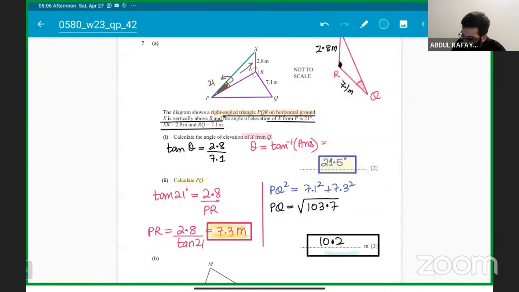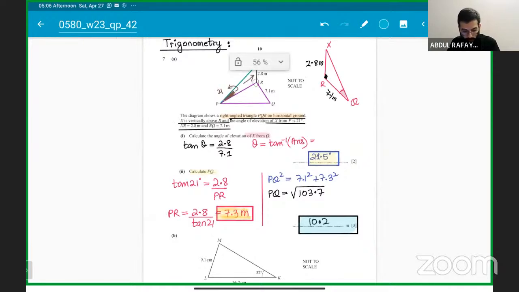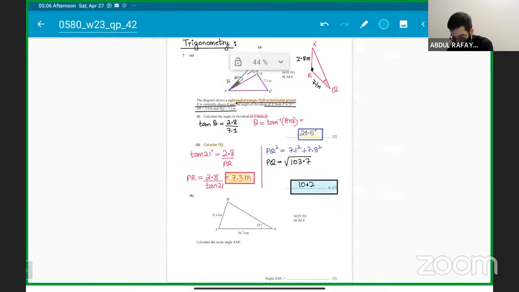This question is in meters. Anyone any doubts? Let me know, guys. Part A is clear, done. Part A is finished, okay? Trigonometry, Pythagoras theorem, ratios, using the help of angle of elevations we have done.